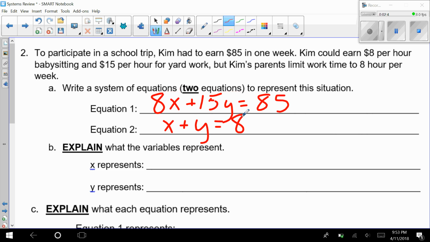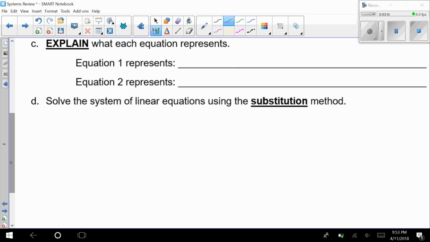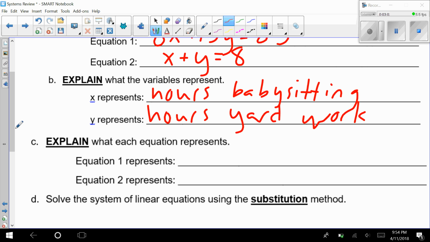total hours. So in this case, x will represent her hours babysitting, and y will represent her hours of yard work. All right, explain what each equation means. So the first equation, 8x plus 15y, that's going to be her money earned. The second equation is her hours worked.